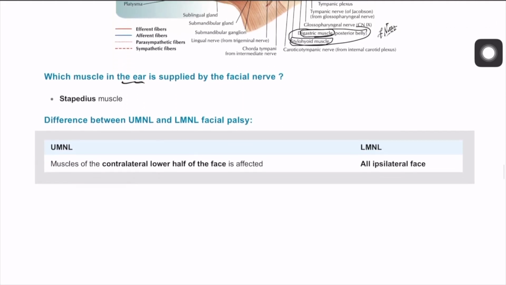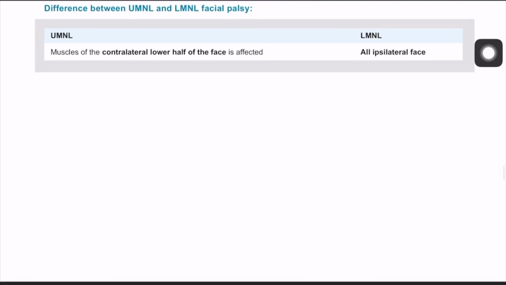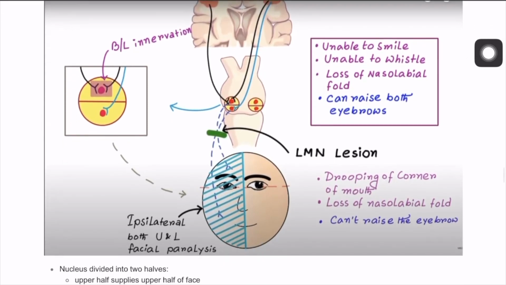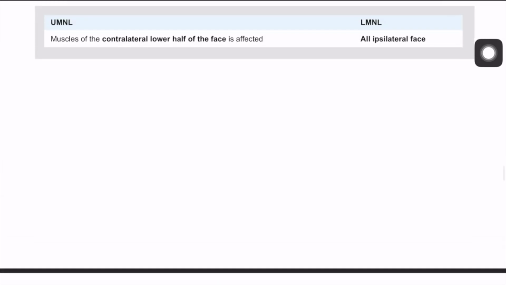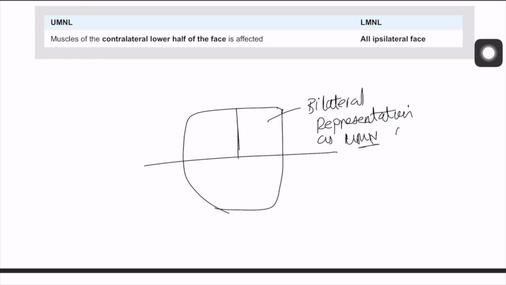So, upper and lower motor neuron paralysis, facial nerve paralysis. If you have a patient's face, just very quickly, if that's a face, let's make it a square. The upper part of each side of the face will have bilateral representation as upper motor neuron on both sides. Okay, so what does this mean?